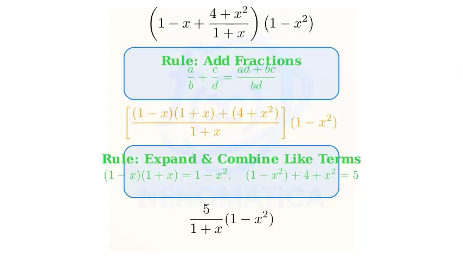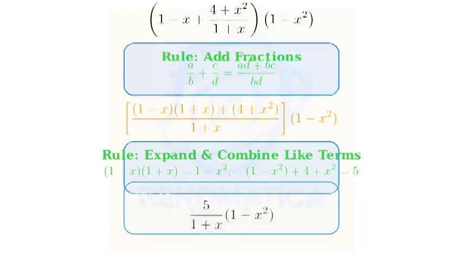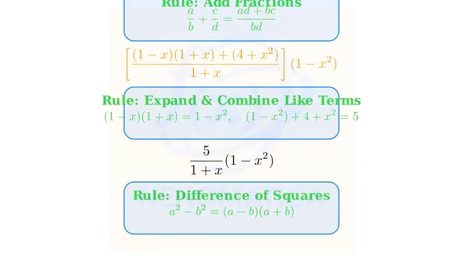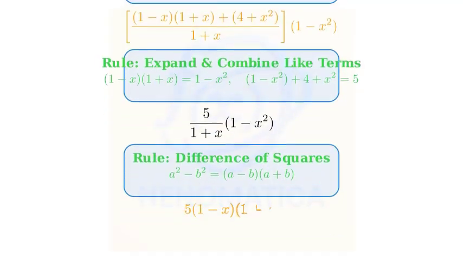Step 3. Factor the difference of squares. 1 minus x squared equals the product 1 minus x times 1 plus x. Now we have 5 times 1 minus x times 1 plus x all over 1 plus x.